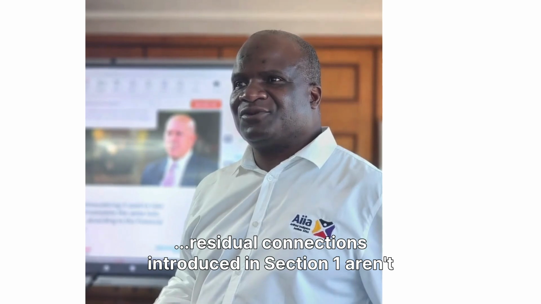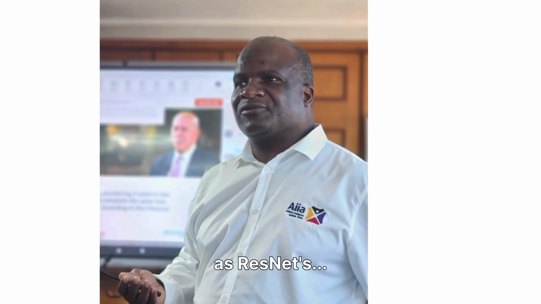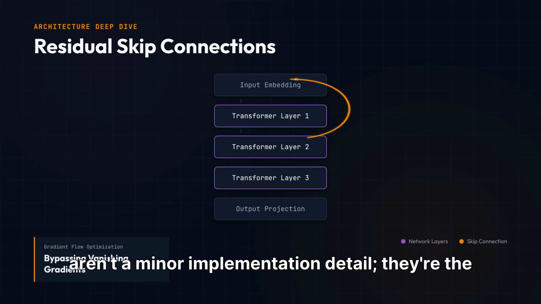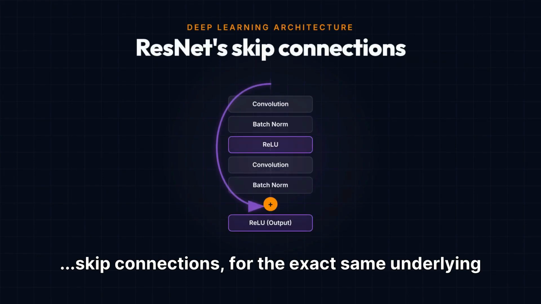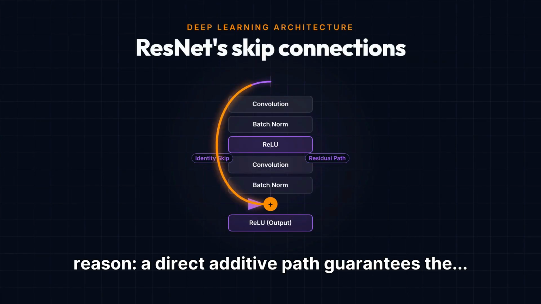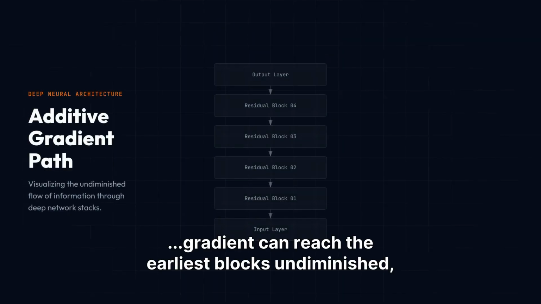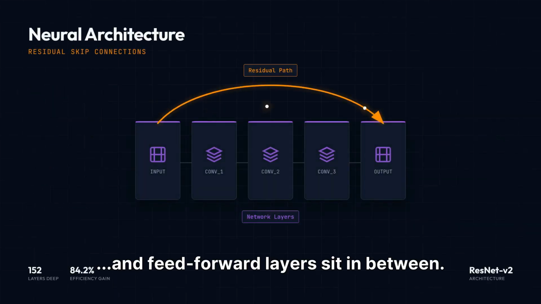The residual connections introduced in section 1 aren't a minor implementation detail. They're the exact same fix as ResNets. Skip connections for the exact same underlying reason. A direct additive path guarantees the gradient can reach the earliest blocks undiminished, regardless of how many blocks of attention and feed-forward layers sit in between.